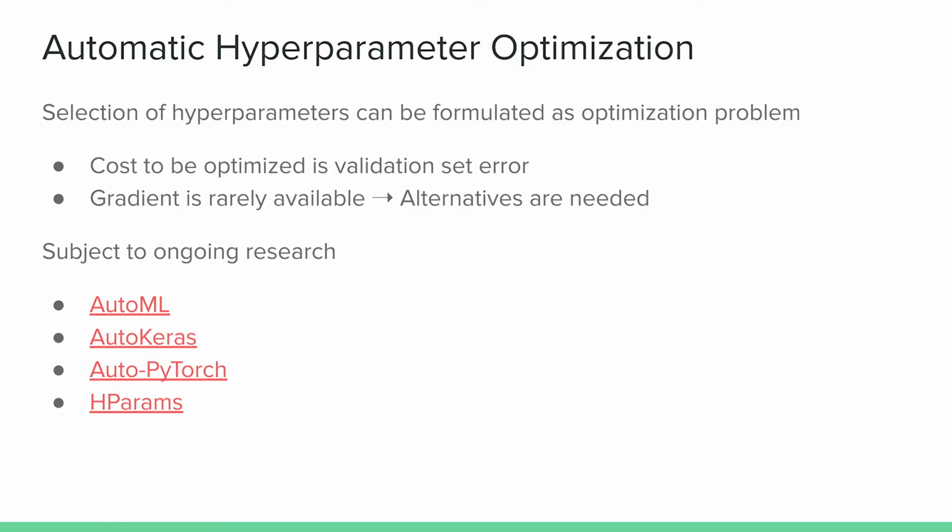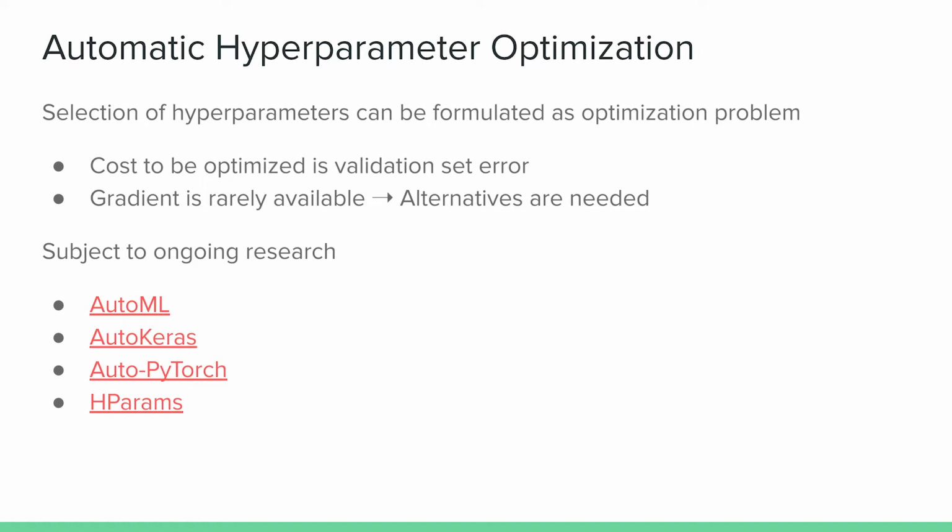One way you can perform hyperparameter optimization is by actually automating this process. If you think about it, the selection of hyperparameters can be formulated in terms of an optimization problem as well. In that case, the cost that we're optimizing is the validation set error. So we're not optimizing on our training set, but on the validation set error. The problem is that the gradient, if we formulate it like this, is rarely available. Therefore, we need some alternatives for this.